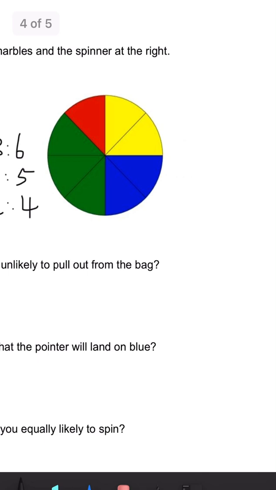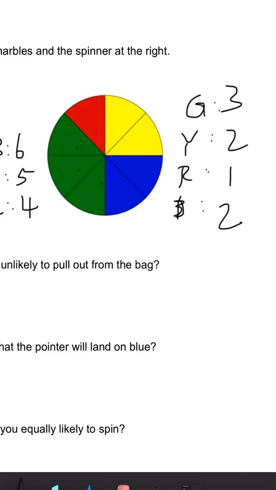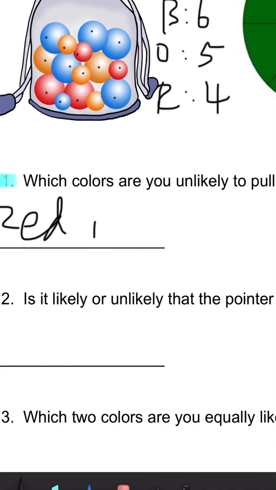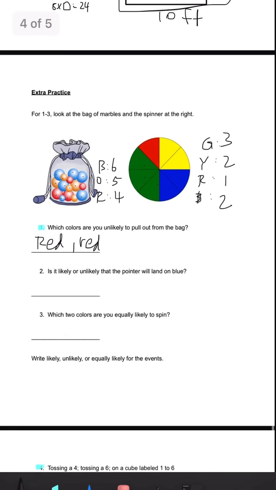Let's take a look at the spinner as well. We have green, yellow, red, and blue. Green is 1, 2, 3. Yellow is 2. Red is 1. Blue is 2. So which one are you most unlikely to pull? It is red again.